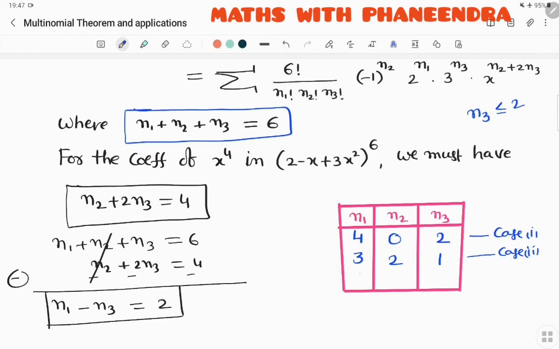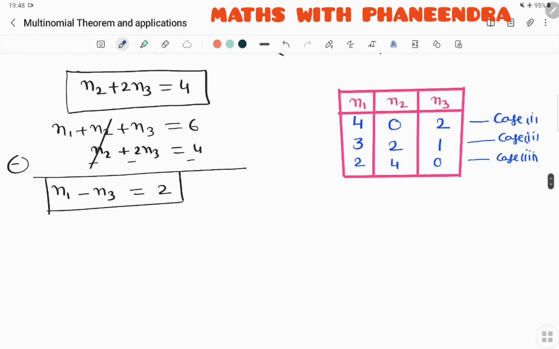Suppose you are taking n1 as 2, so n3 value is obviously 0. If you substitute n3 as 0, 2 plus n2 plus 0 equals 6, which means n2 is equal to 4 only. So how are we going to write these three possibilities in finding the coefficient of x power 4? Observe carefully, I will show that.